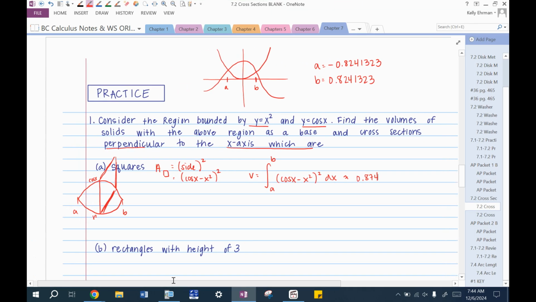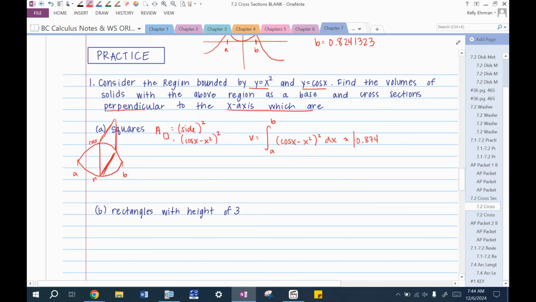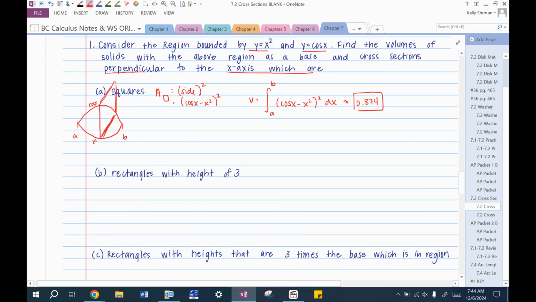So that's our first one. All right, the next thing is the same space, but now you're going to fill it with rectangles with a height of 3. You don't have to sketch this every single time if you don't want to. The area, if we have a rectangle with a height of 3, its base is going to be the top minus bottom still.